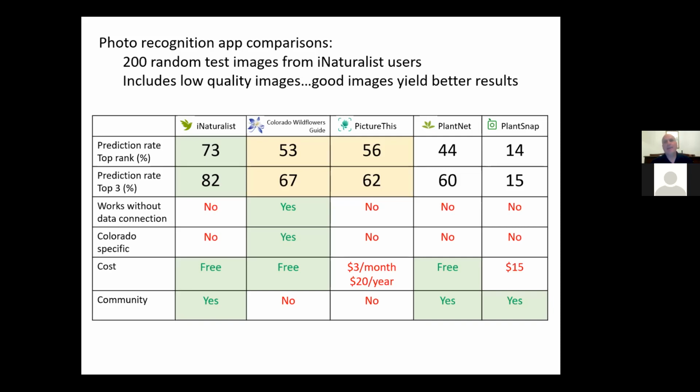Say the app has a big bias towards the eastern half of the state right now. And so species that only grow on the western half of the state are less likely to be successful in that app. That's something that will be improved over the next few years, but that's where it's at now.